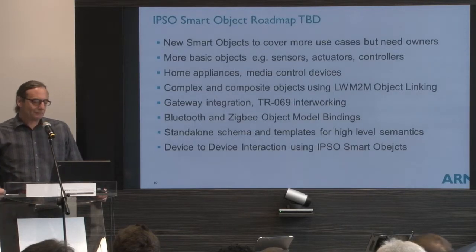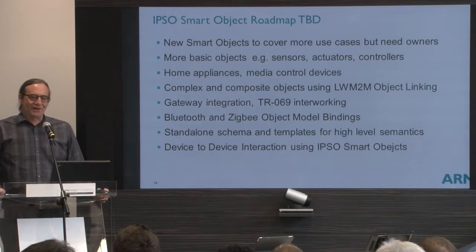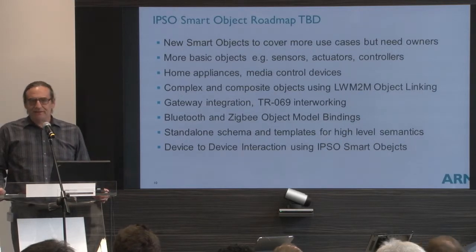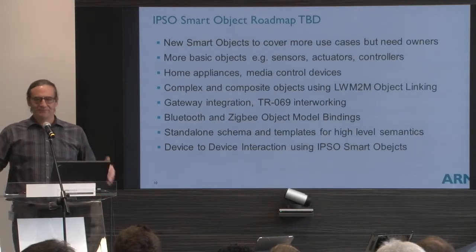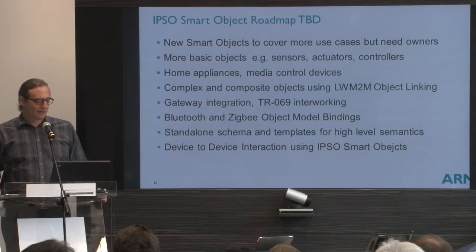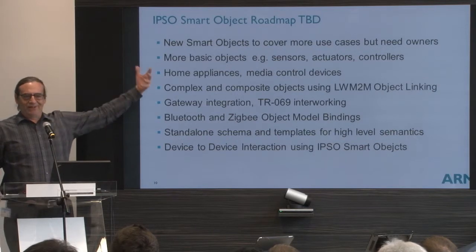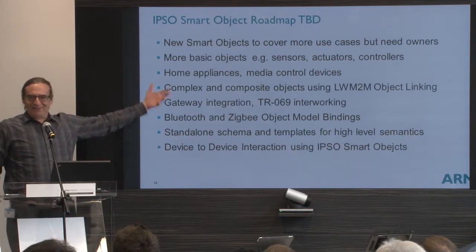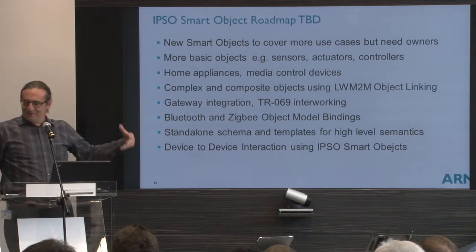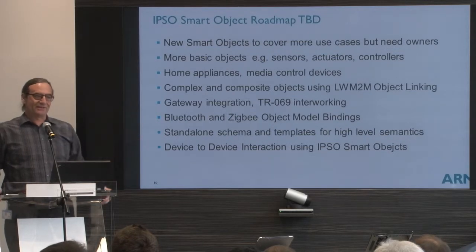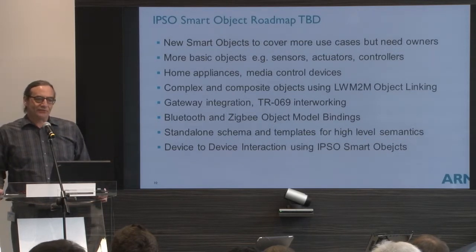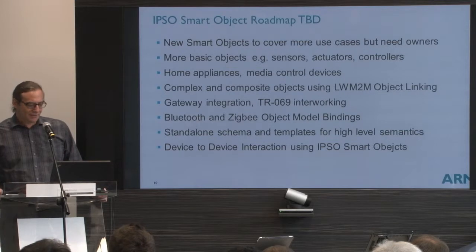Okay, so that's pretty much where smart objects are now. We define the basic set and just some basic parameters. What we want to do in the roadmap, this is sort of a laundry list, if you will. Not all of these things are actually committed or have people to work on them, but this is a set of things that represent the future for IPSO smart objects.